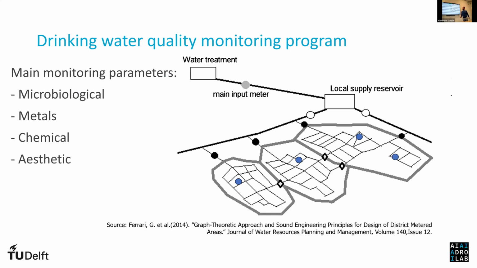These are the main monitoring parameters: microbiological, such as the number of coliform bacteria. We have metals, such as iron, manganese, aluminium, etc. We have chemicals, such as, here we don't have that many, because in the Netherlands we don't use chlorine, for example. In the UK, where this is the case, we have chlorine as well. And aesthetic has to do with the color as a measure, or turbidity, which shows how the water looks.